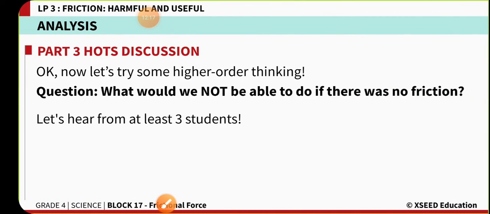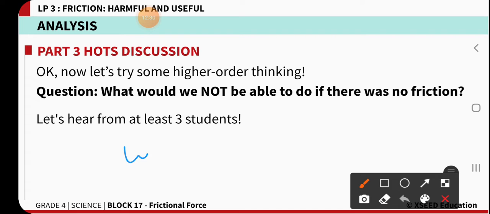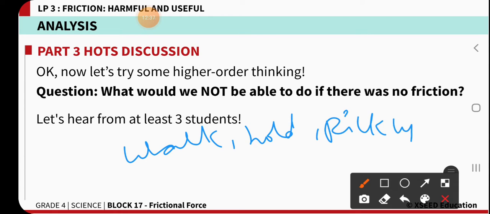Yes. So what would we not be able to do if there was no friction? If there is no friction, simple concept, we cannot walk, we cannot hold things, we cannot pick up anything. Yes, all these things will happen when there is no friction at all.